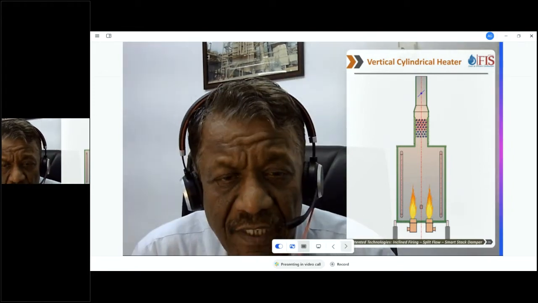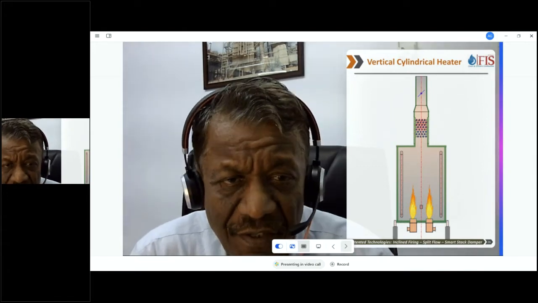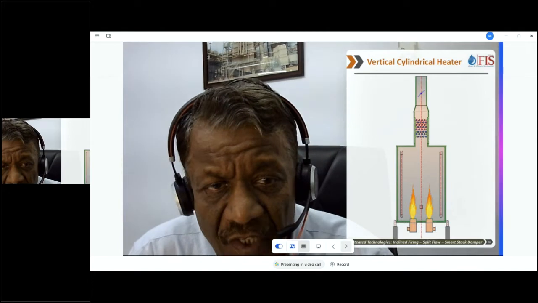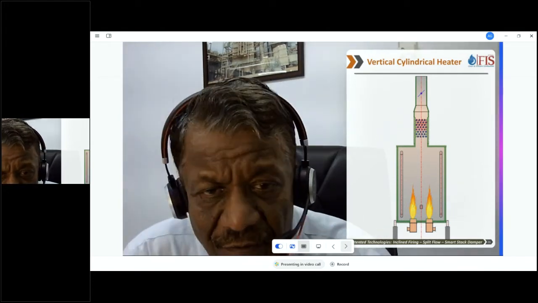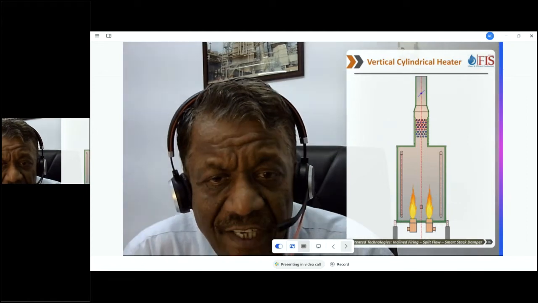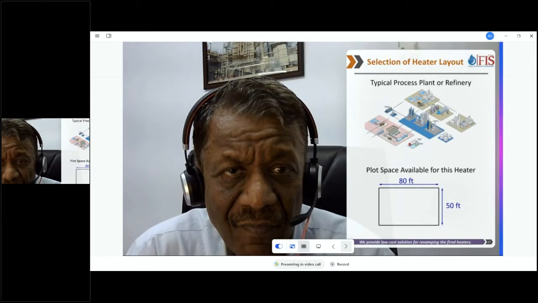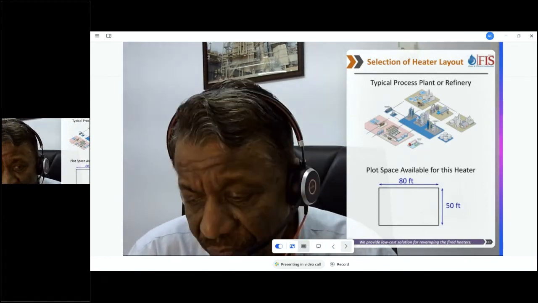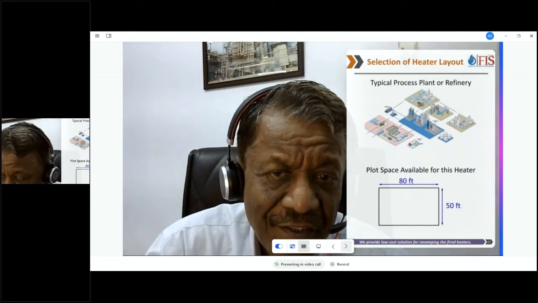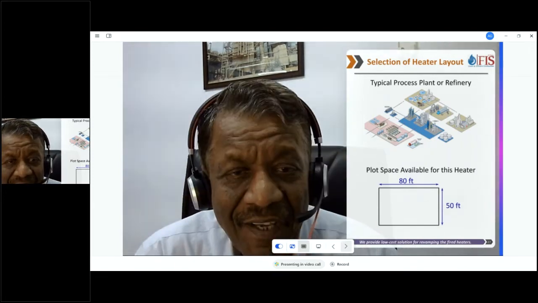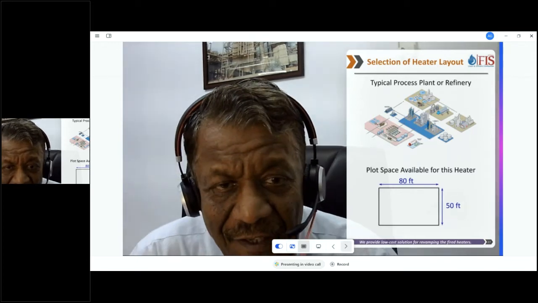So the overall cost of a VC heater is 10 to 15% lower than a cabin heater. And the reason we are talking about this is that in our project, we had a very tight requirement of space. So the client said, I have to put this heater in an existing unit, and we only have 80 feet by 50 feet. That's all we have.